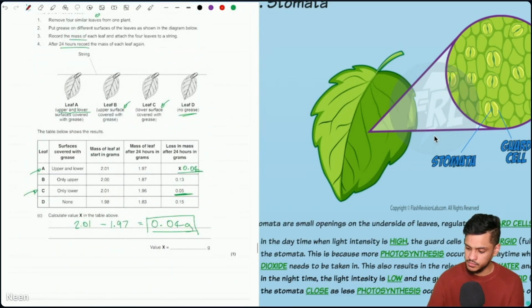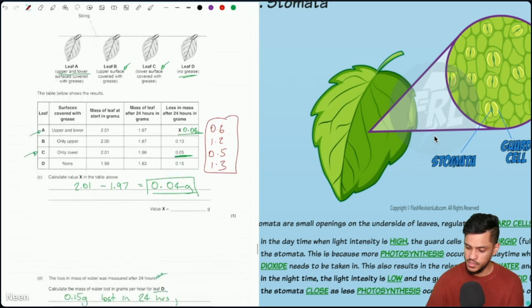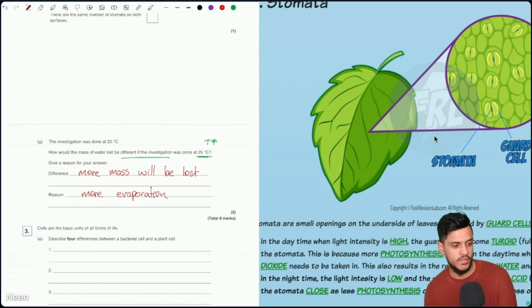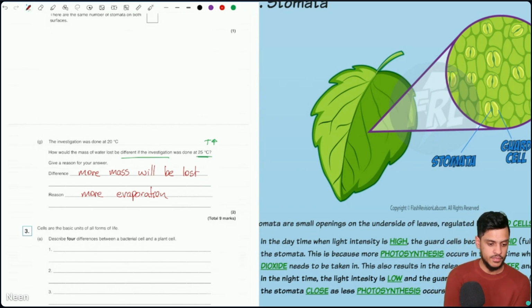So you might get like, I don't know, 0.6 here. You'll get even more here. You might get 1.2, you get 0.5 here, 1.3, something like that. You're going to get much more water loss when the temperature is higher. So you can say more water or more mass, isn't it? That's what we're measuring. More mass will be lost. The reason for that is because there'll be more evaporation, or you can say more transpiration as well.